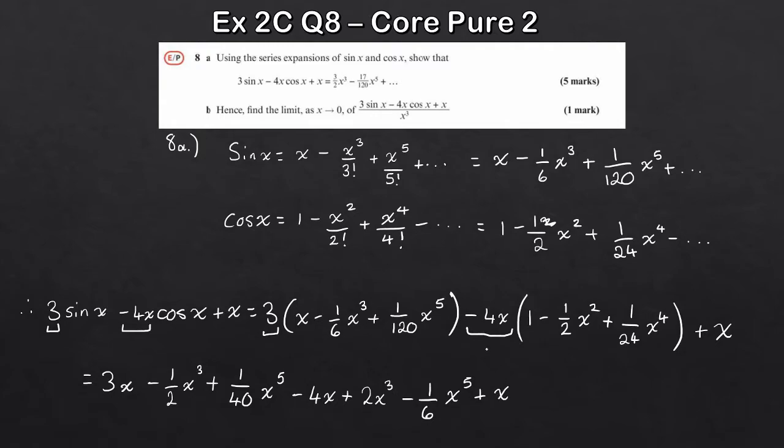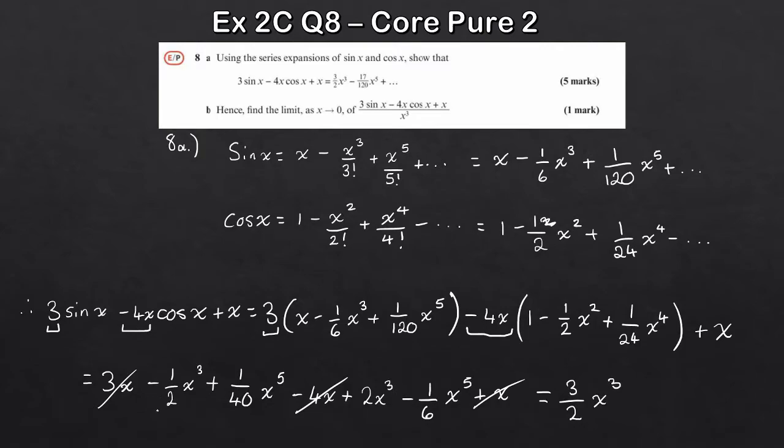Okay, and then we're nearly there. So let's have a look if we can cancel anything. So I've got 3x plus x minus 4x. So straight away, they're going to cancel. What else do we have? We have a 2x cubed here minus a half x cubed here. So what that's going to give me is 1.5, so that'll be 3 over 2 x cubed.